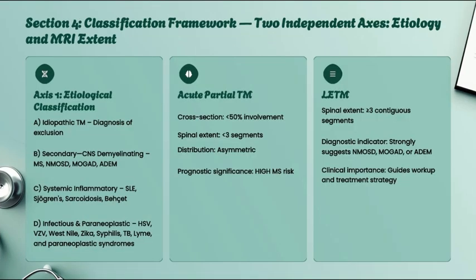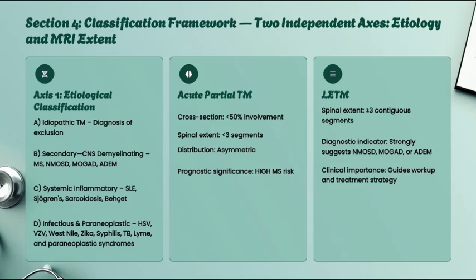Inflammatory myelopathies are best classified along two independent axes. The first is etiology, the second is MRI extent. Beginning with etiology, one category is idiopathic inflammatory myelitis, where no definitive cause is identified despite appropriate investigation. This remains a diagnosis of exclusion rather than a primary diagnosis of convenience. A second major group includes secondary CNS demyelinating disorders, specifically multiple sclerosis, NMOSD, MOGAD, and ADEM.